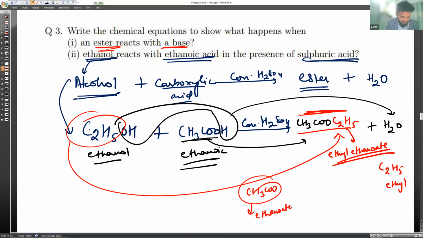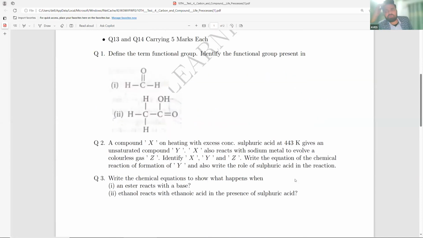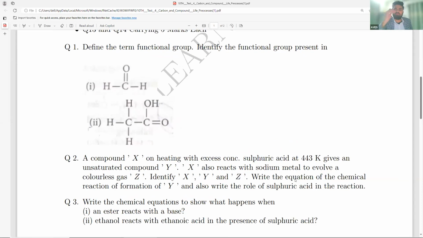Next, is there any specific question that you want to discuss from this question paper? I am going to show you right now. Will you be able to answer question number 2? Tell me the answer for question number one. Let's discuss the question paper only.